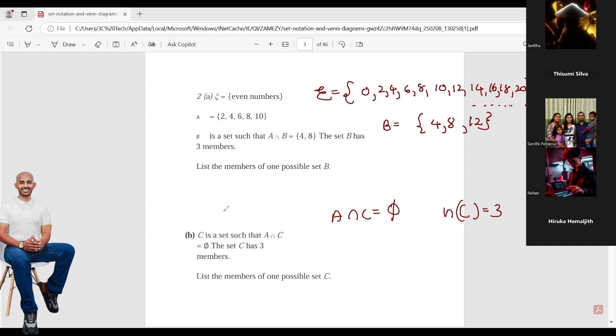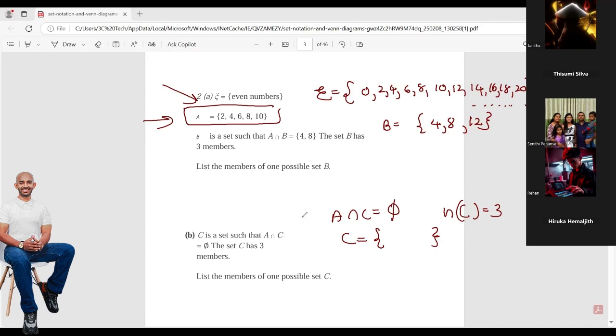But we have to use this one also. Null set, then there can't be any element common to A and C. So what are the elements in A? 2, 4, 6, 8, 10. We have to get elements which are not in A. With 3, the number of elements in the set C should be 3, and we have to include the elements which are not in A.